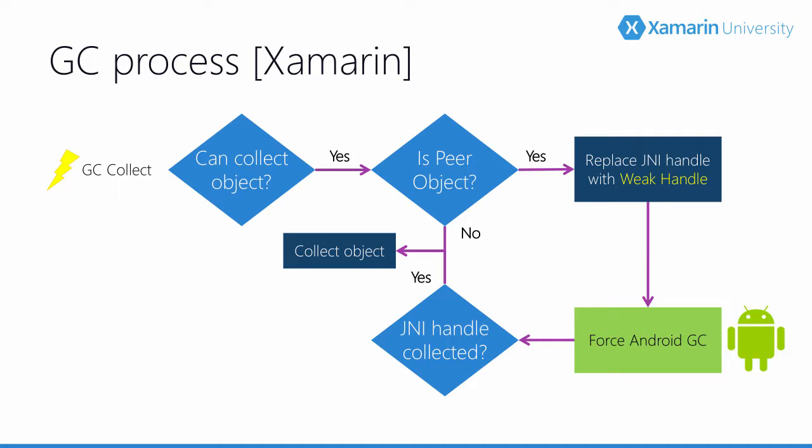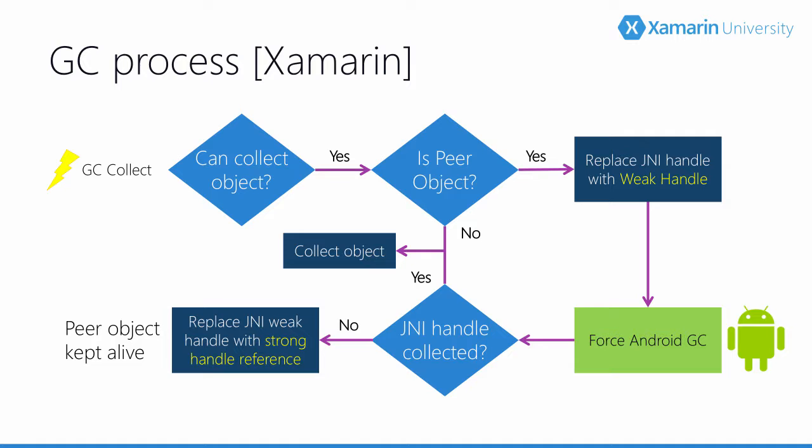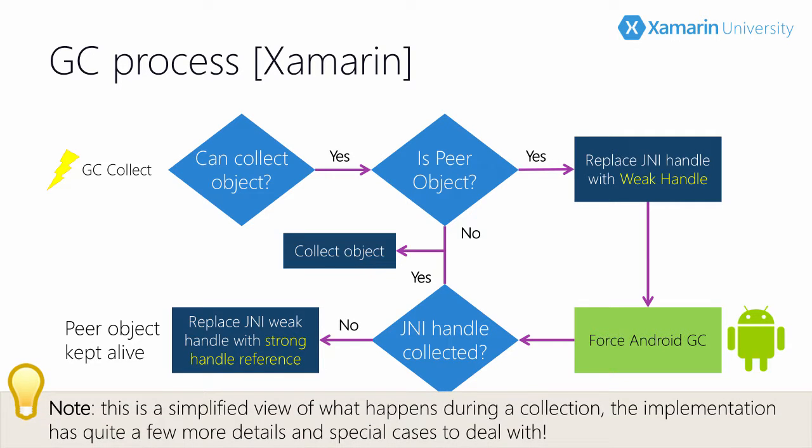However, if the object is still alive in the JVM, then we're going to turn that weak handle back into a strong handle reference, and we keep the object alive for another garbage collection. And so we'll just keep running at that point, and then the next time we do a GC, we'll go back through this process again. Now keep in mind that we're simplifying the view of this a little bit. In other words, there are a few more steps that are introduced as part of the bridging process between the Xamarin garbage collection and the JVM garbage collection. But this, in general, is the big picture of how it's all going to work.